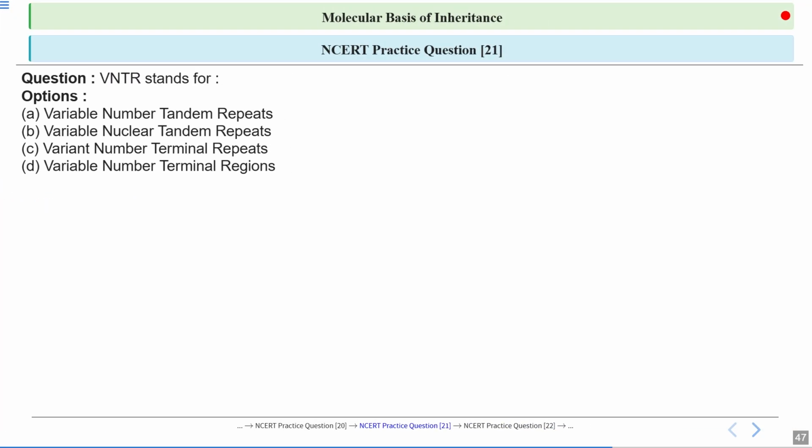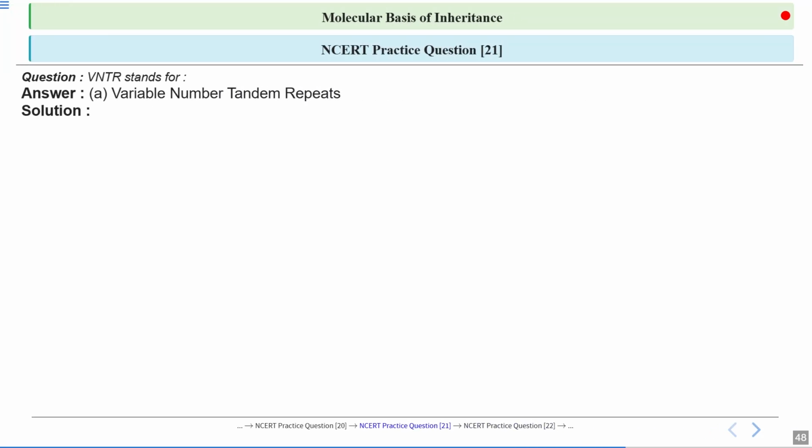Now, VNTR stands for what? Again, a very straightforward question. Options are variable number of tandem repeats, variable nuclear tandem repeats, variant number terminal repeats, or variable number terminal repeats regions. What is the correct answer? Okay, so option number A is the correct answer, variable number of tandem repeats.